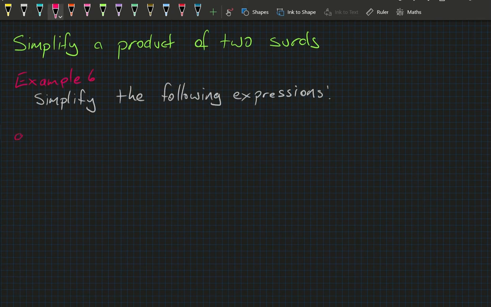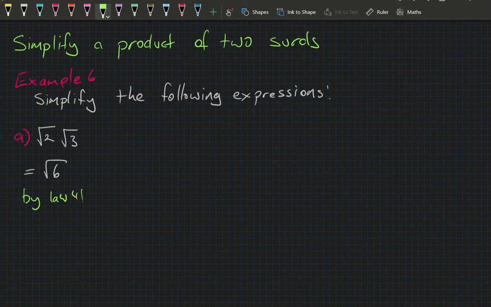Okay, in part A, we've got the square root of 2 times the square root of 3. All right, this is really straightforward, right? We know how to multiply two surds together. We just end up with their multiplication inside the surd. So 2 times 3 is 6. So this is equal to the square root of 6. Done. And we could just say that's by law 4.